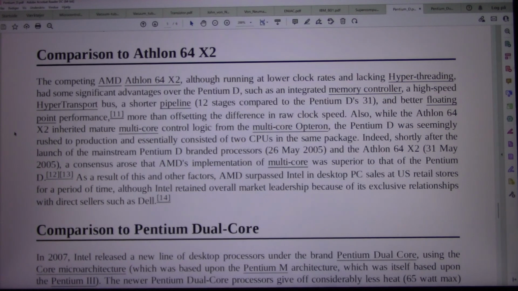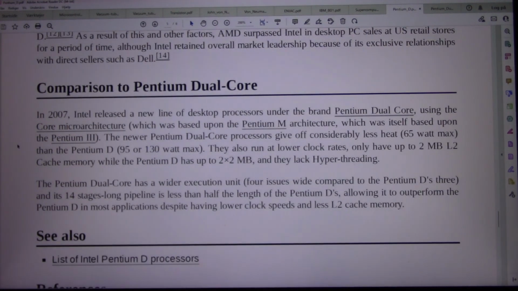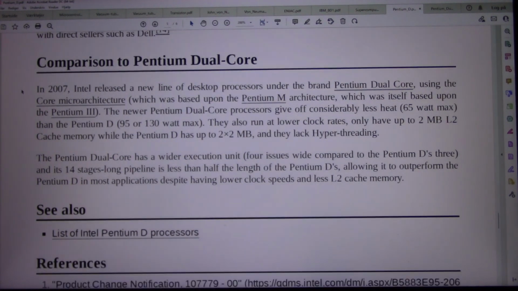As a result of this and other factors, AMD surpassed Intel in desktop PC sales at US retail stores for a period of time, although Intel retained overall market leadership because of its exclusive relationships with direct sellers such as Dell. Comparison to Pentium Dual-Core.